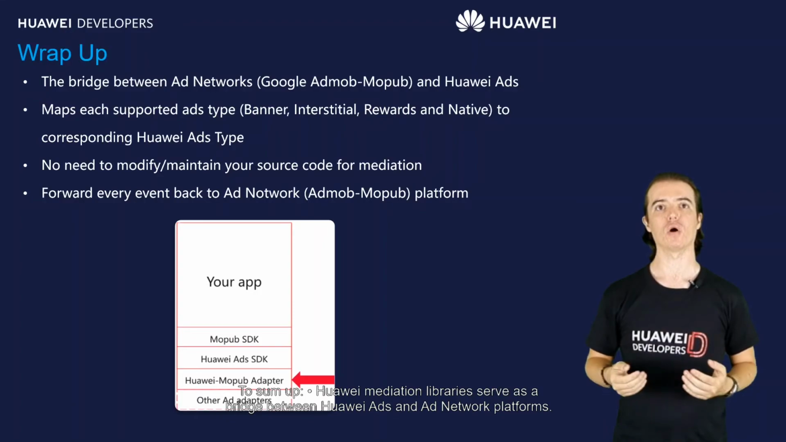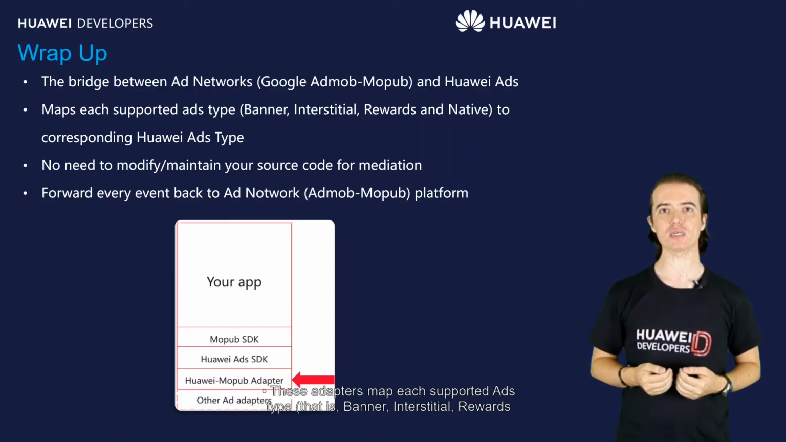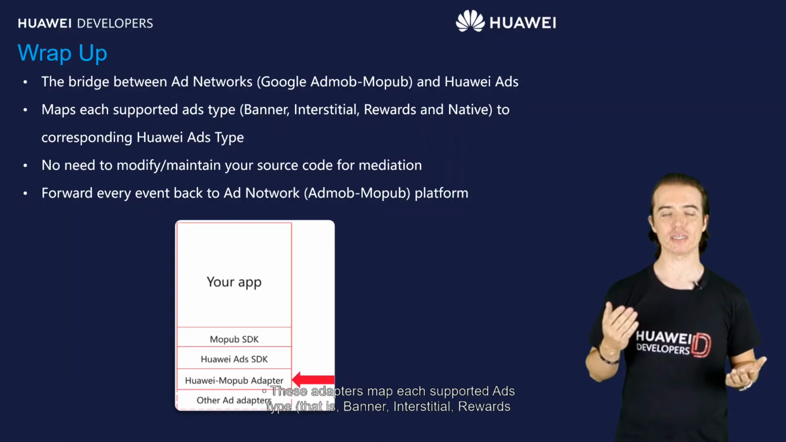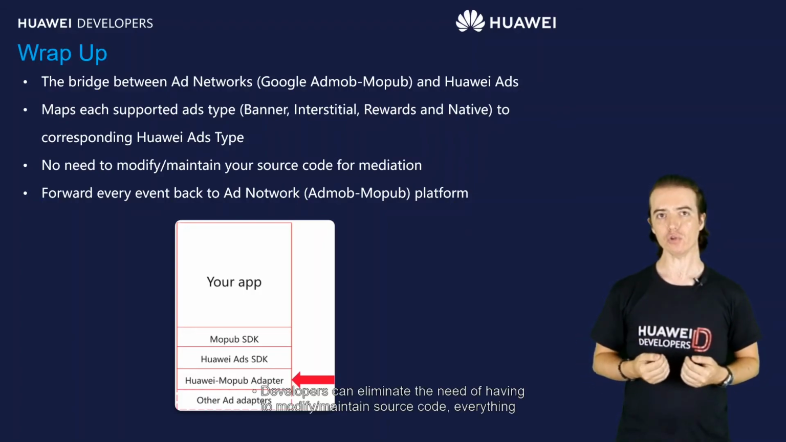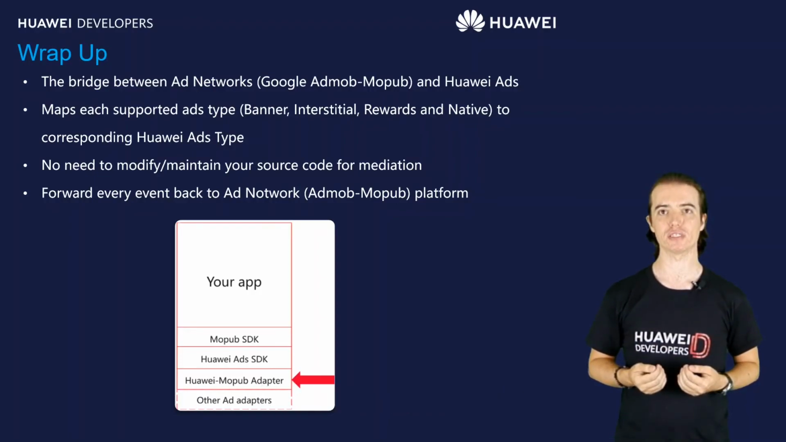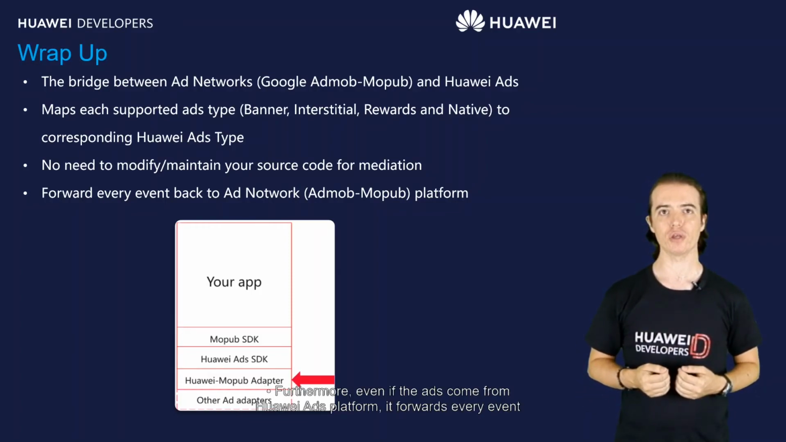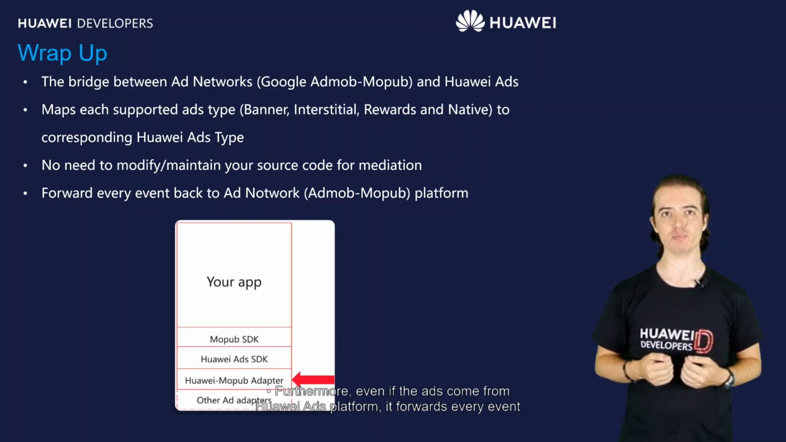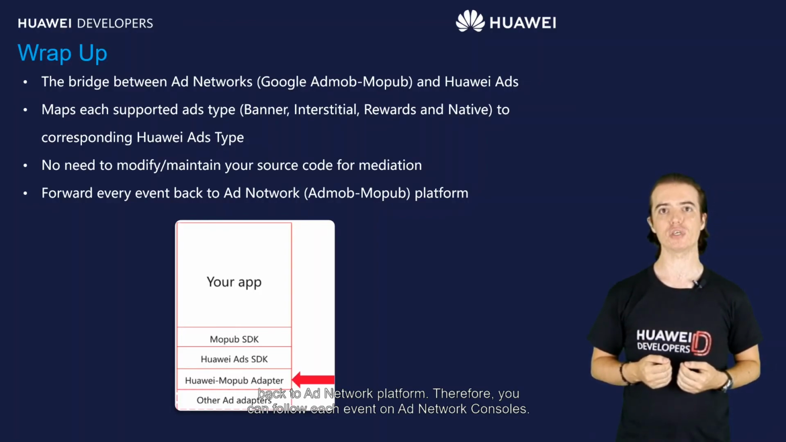To sum up, Huawei mediation libraries serve as a bridge between Huawei Ads and ad network platforms. These adapters map each supported ad type, that is, banner, interstitial, rewards and native, to a corresponding Huawei Ads type. Developers can eliminate the need of having to modify and maintain source code. Everything is done by the adapter. No need to change anything on the source code. Furthermore, even if the ads come from Huawei Ads platform, it forwards every event back to ad network platform. Therefore, you can follow each event on ad network consoles.